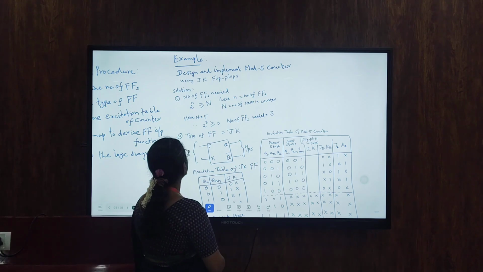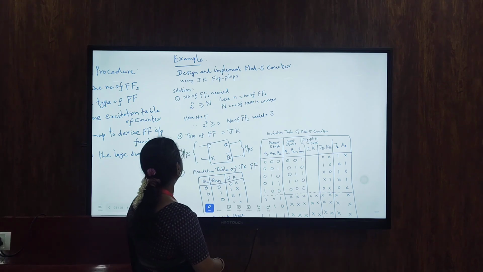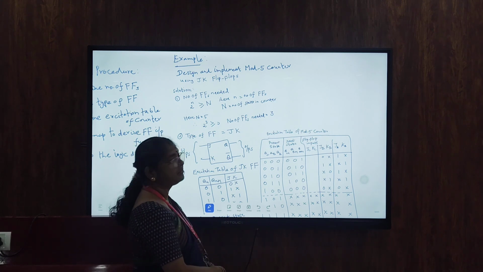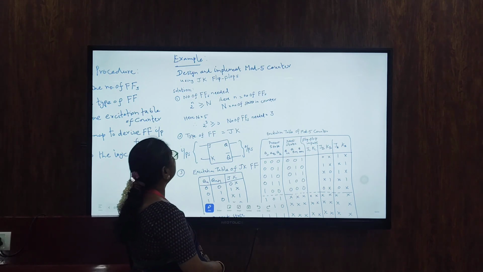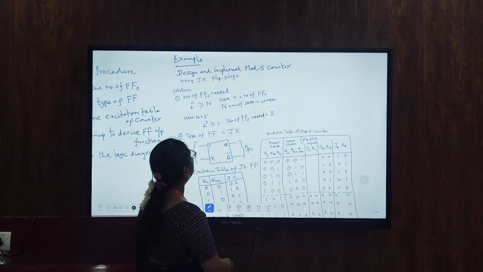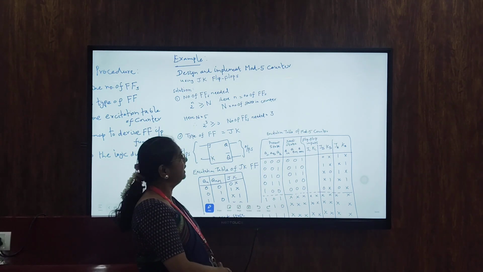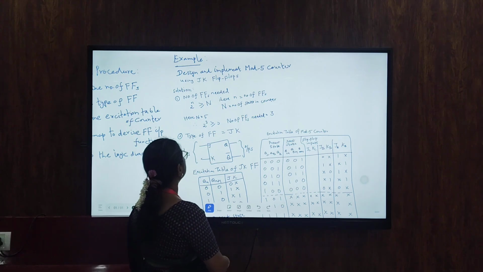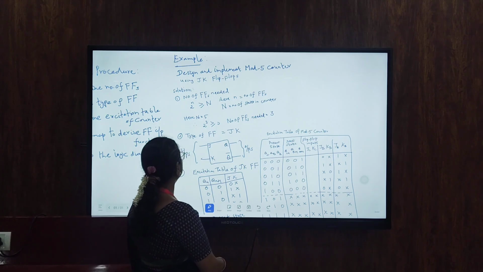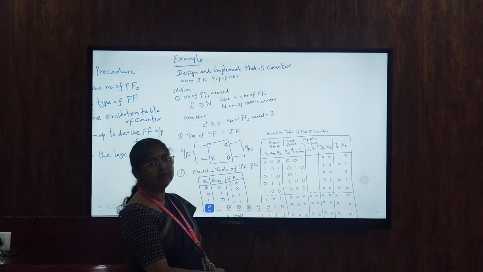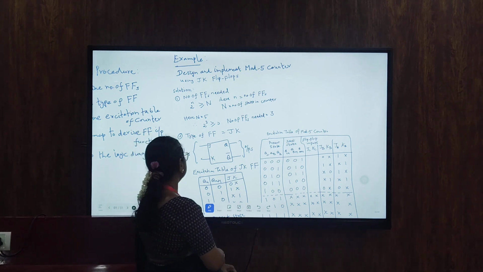So here we make use of this condition: 2 power n should be greater than or equal to N, where small n is the number of flip-flops required and capital N is the number of states in the counter. In our problem, the number of states is 5. A mod 5 counter means we should have 5 stable output states produced by the counter. So N is equal to 5. Therefore, 2 power 3 is greater than or equal to 5. Hence, the number of flip-flops needed to implement this counter is 3.